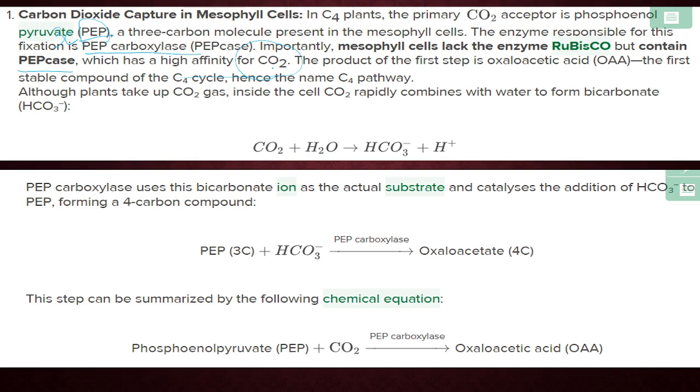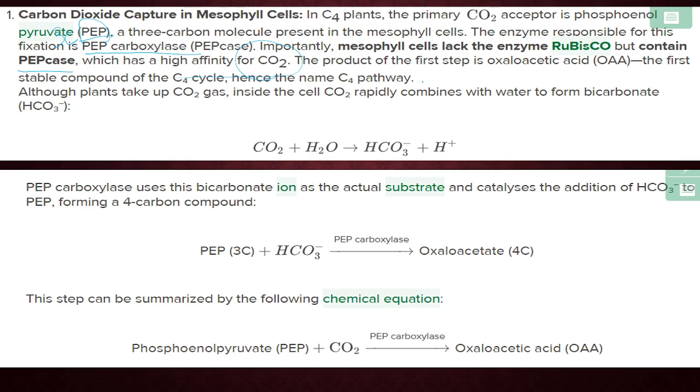Whereas Rubisco performs the C3 cycle when carbon dioxide is more, and when oxygen is more, it performs the C2 cycle, that is photorespiration. Whereas PEP case has high affinity towards carbon dioxide and does not conduct the C2 cycle.